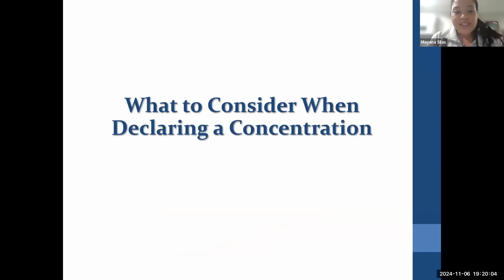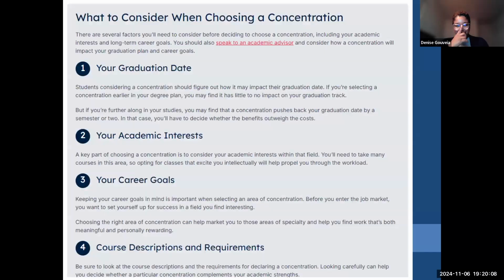So what to consider when declaring a concentration? You can go to the next slide. Most importantly would be your graduation date. This is particularly important for students who are on the previous catalog. If you select a concentration, this could extend your time in the BSPH program if you are at least halfway through. Some of the courses that you've completed may or may not be applied towards the concentration that you select. In this case, you can petition the department to apply those courses as your advanced electives. However, it's also important to know that if your elective space is already completed, those courses would not count towards your degree program.